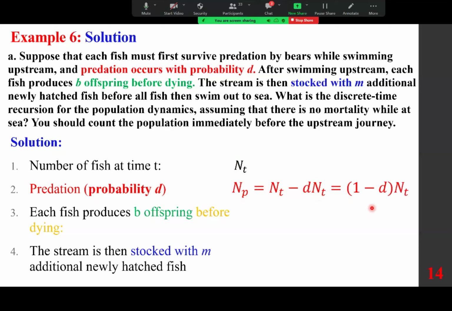Again, one more time. If N sub T, the D is 5%, 1 minus that, 95% remains. If D is 10%, 1 minus that, 90% remains, and so forth. So that's after predation.